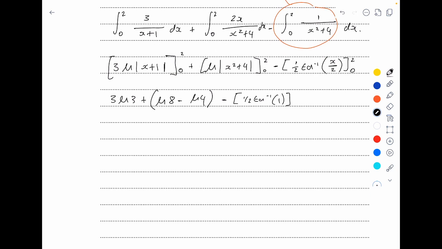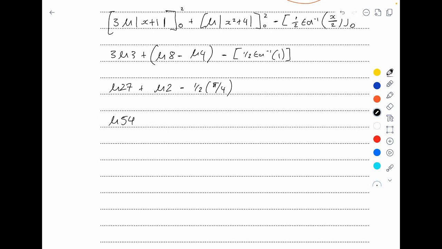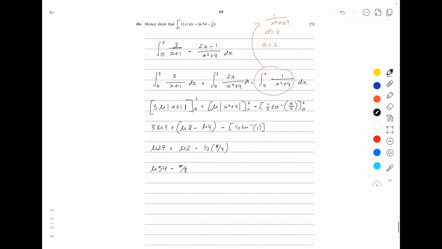So this is what we got. So we got ln 27 plus ln 2 minus a half of pi over 4. Okay, and applying our ln rules here again, we get ln 54 minus pi over 8. And as you can see, that's what they wanted, and that's what we just proved.